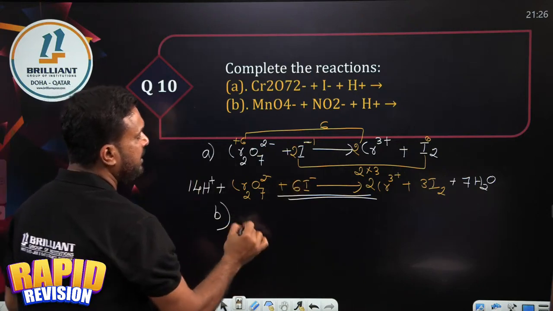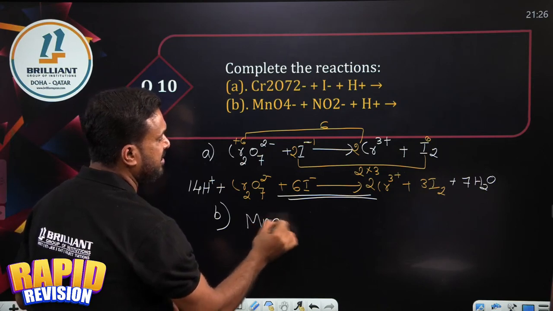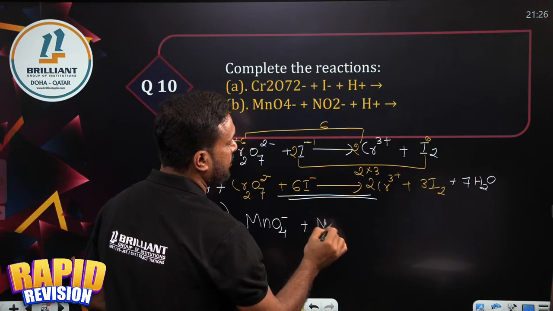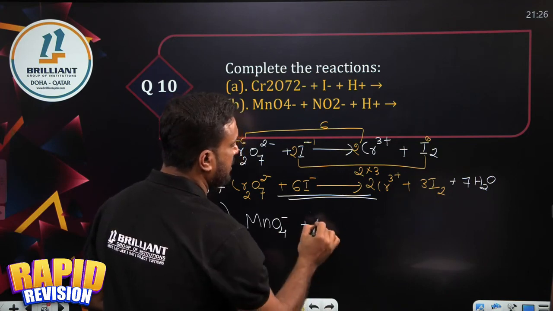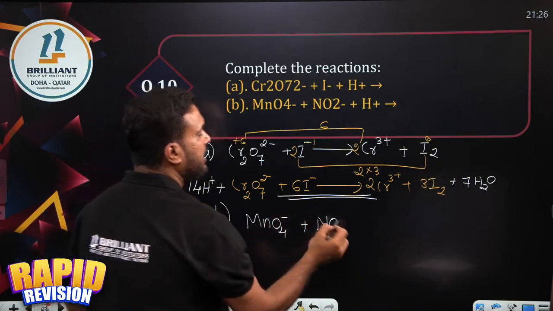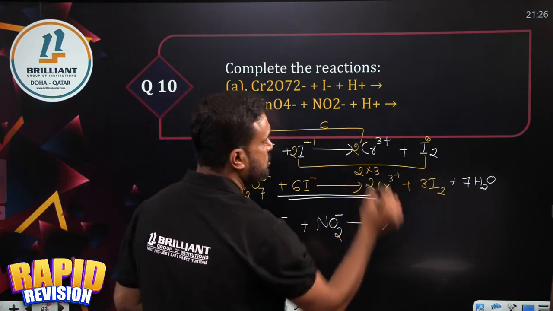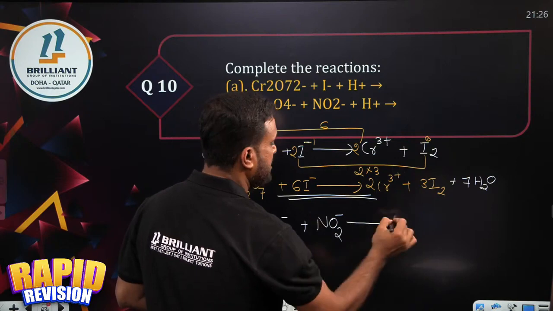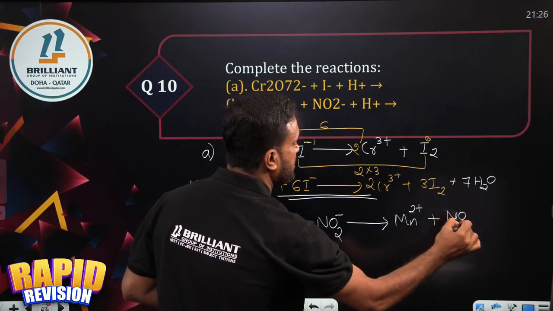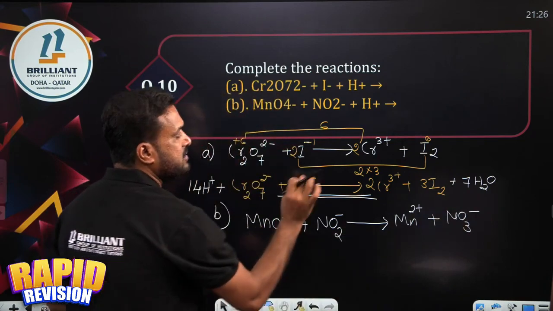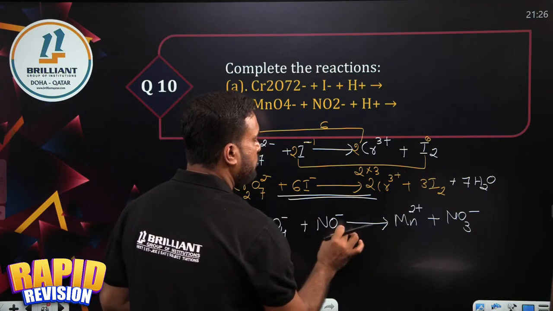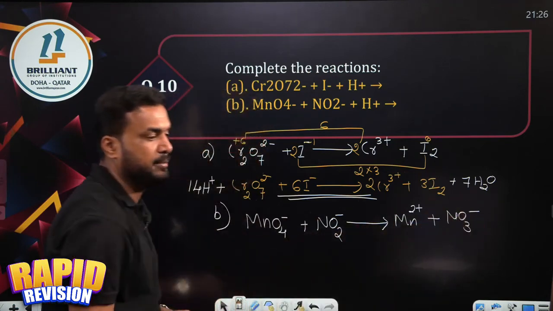What is B? B is MnO4-, that preparation we will learn. MnO4- plus NO2-. MnO4- is a strong oxidizing agent again. It oxidizes NO2- to what? In acidic medium, it will convert to Mn2+ and NO3-. MnO4- itself, as an oxidizing agent, undergoes reduction to form Mn2+. NO2- is oxidized to NO3-.